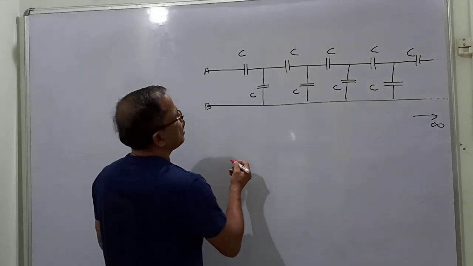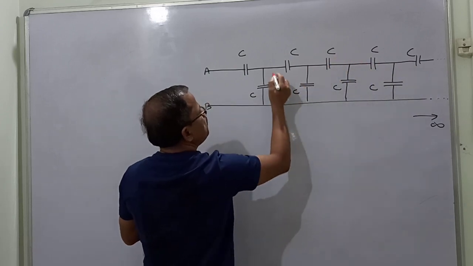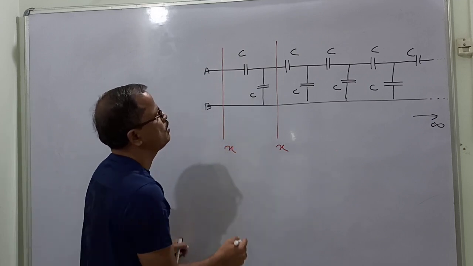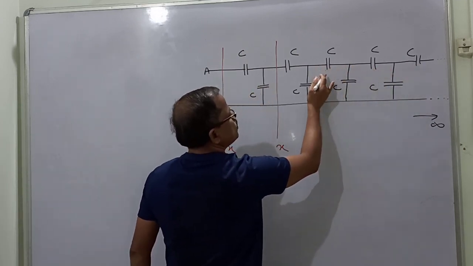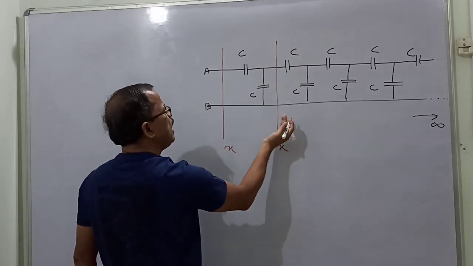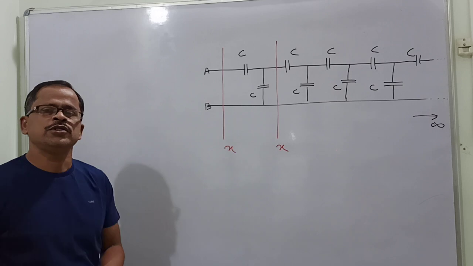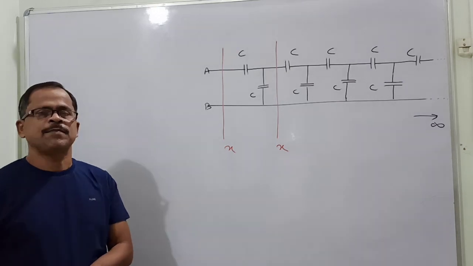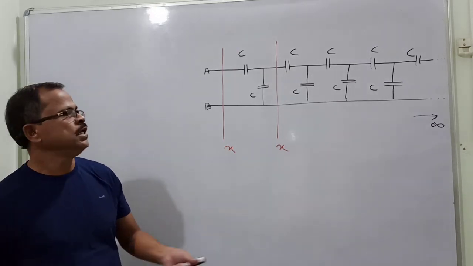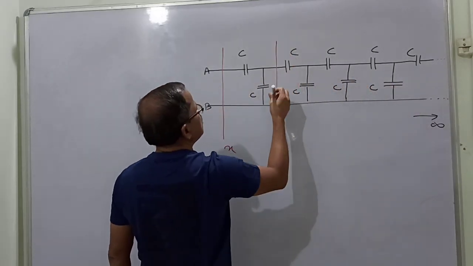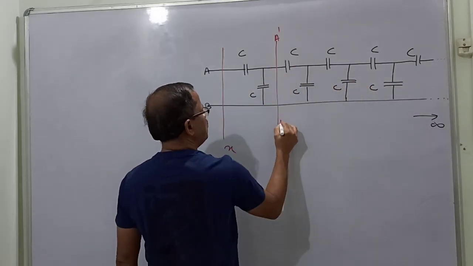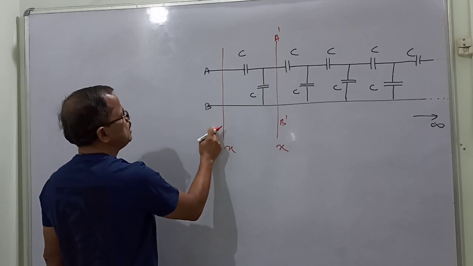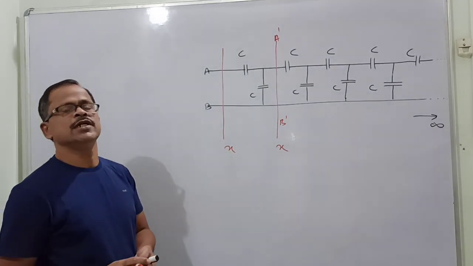Now if I am coming from the right, so if up to this the capacitance is X, then up to this the capacitance will also be X, because when you add one set to infinity or subtract one from infinity, the capacitance remains the same. That is the concept we are using here. Let's say the line is A dash B dash. If up to A dash B dash the net capacitance is X, then up to AB also the net capacitance will be X. That concept we are using to solve the problem.